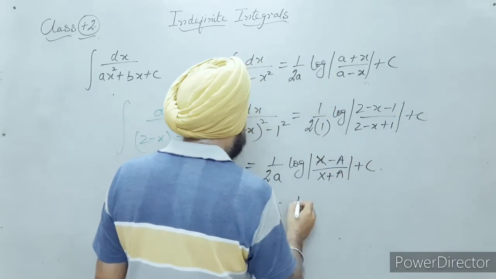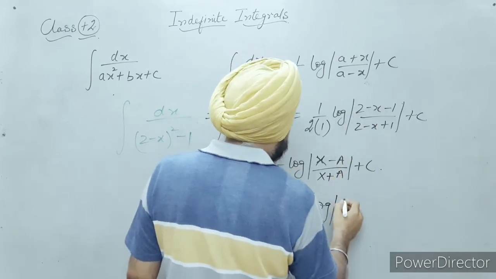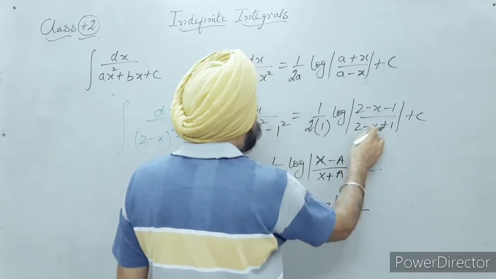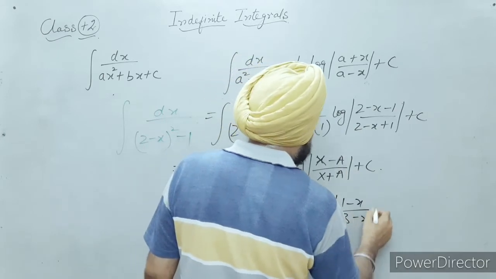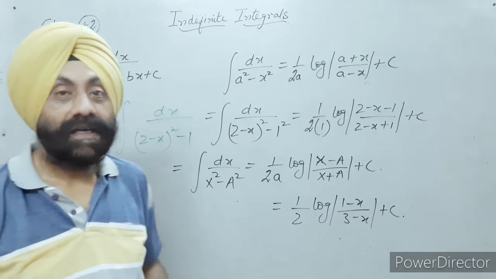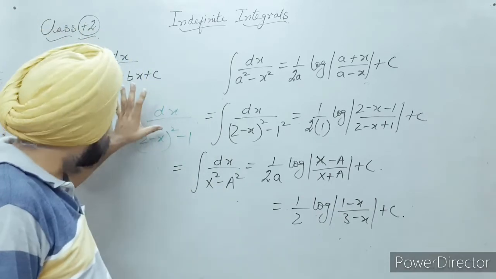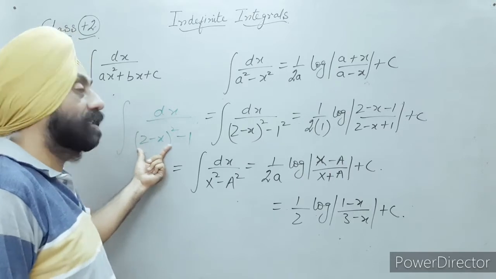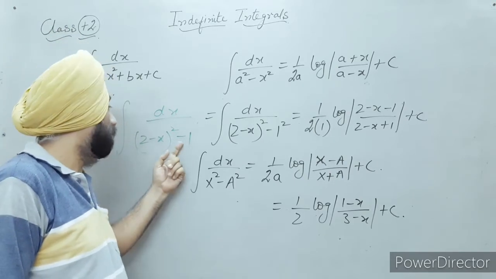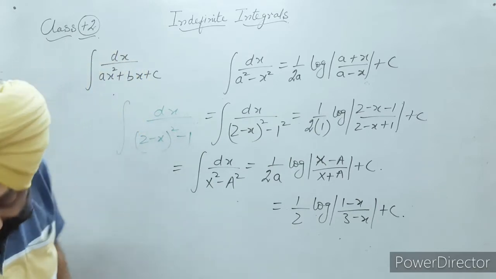The final answer will be 1 over 2 log of 2 minus 1 is 1, 1 minus x upon 2 plus 1, 3 minus x, plus c. This is the answer. This is the way we do these kinds of questions. That is, if it is dx upon x square, we consider this as x square minus a square and apply the required formula which I have written.